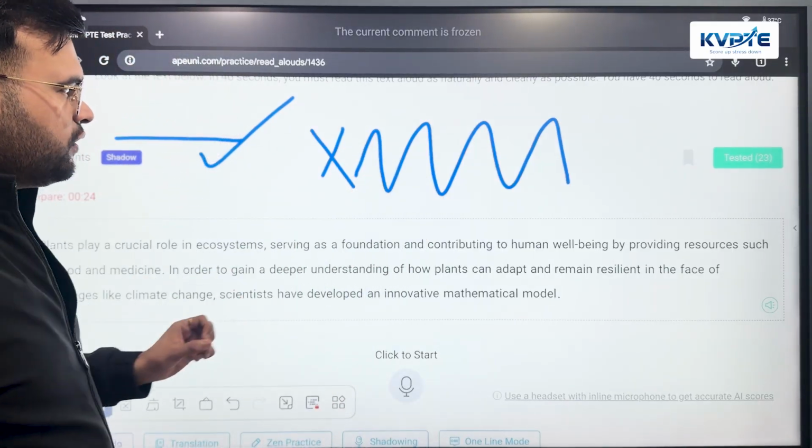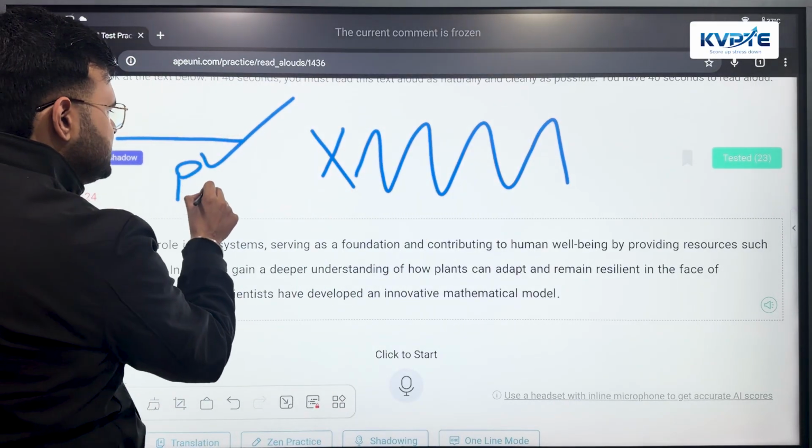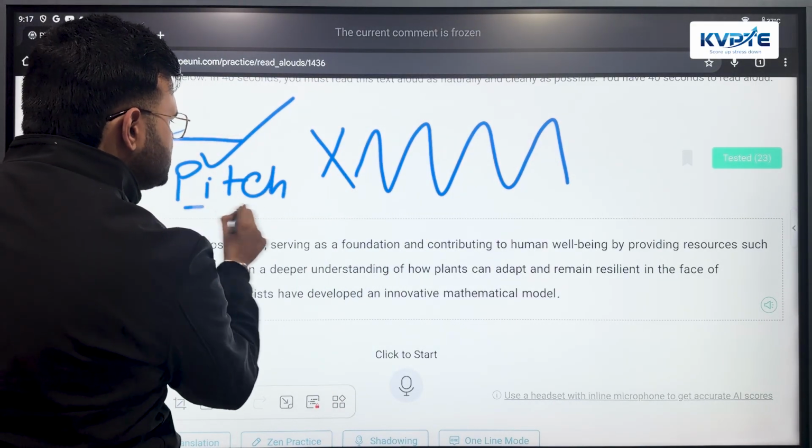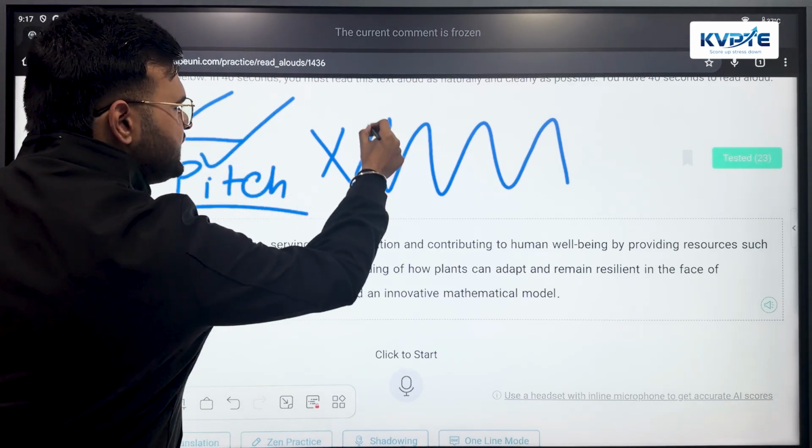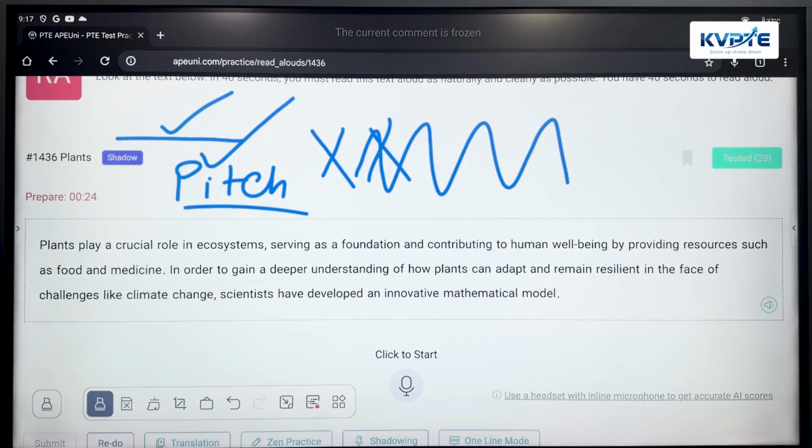So please take care of this thing. Basically, this means your pitch. So your pitch should be flat. It shouldn't be zigzag. So how you have to read?